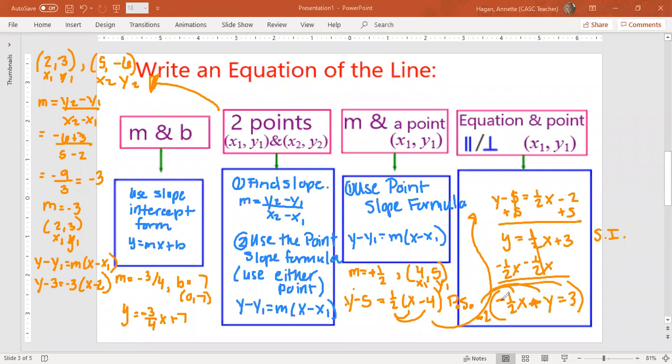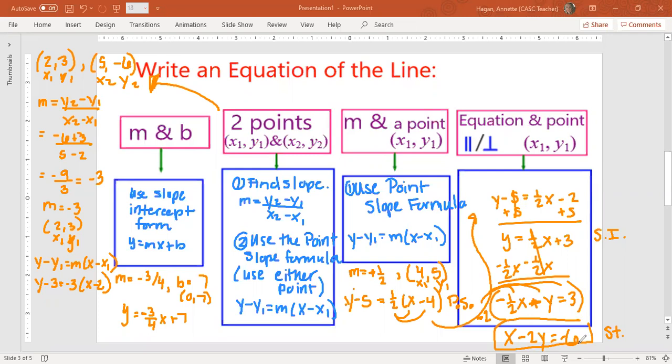So a negative and a negative is positive. The 2's cancel, so I just have x. Negative 2 times y is negative 2y, and negative 2 times 3 is negative 6. So now I'm in standard form, okay? So if I start in point slope, I can go to any form I want to. So this is just a quick run through of how to write an equation of a line given these different criteria.